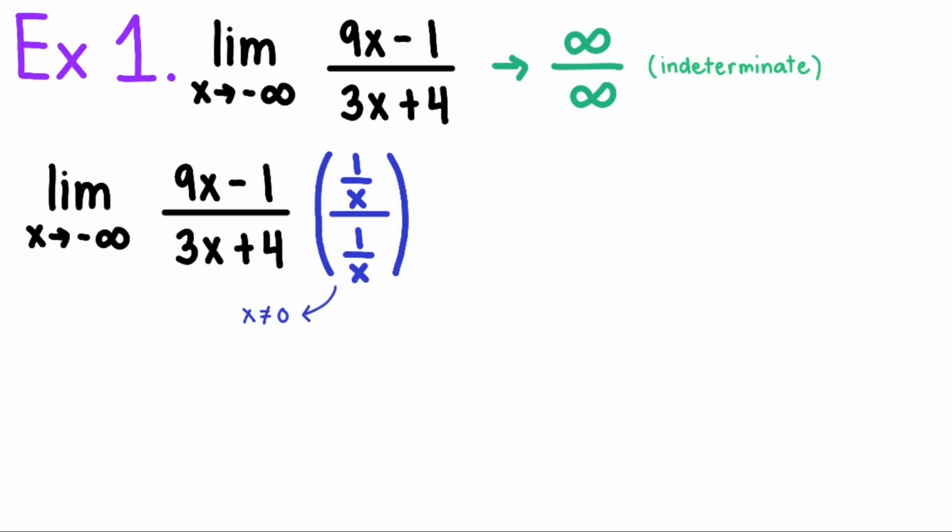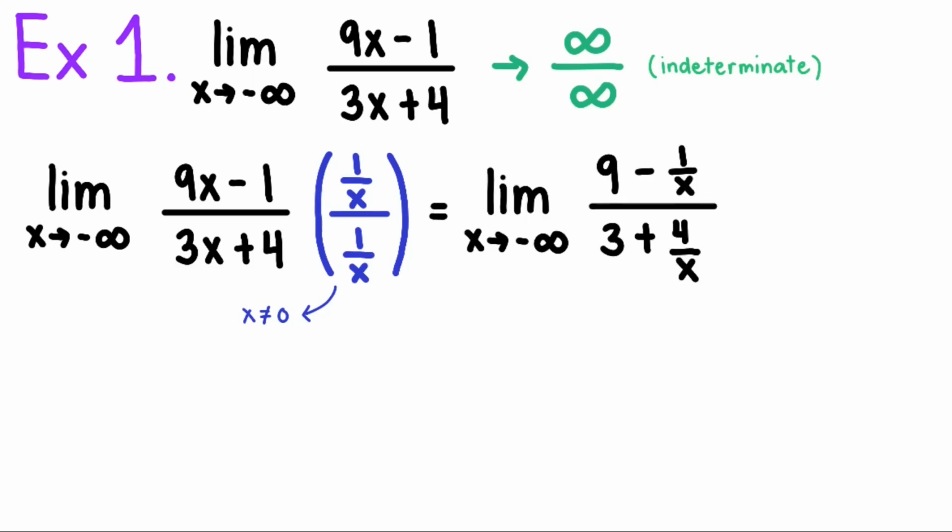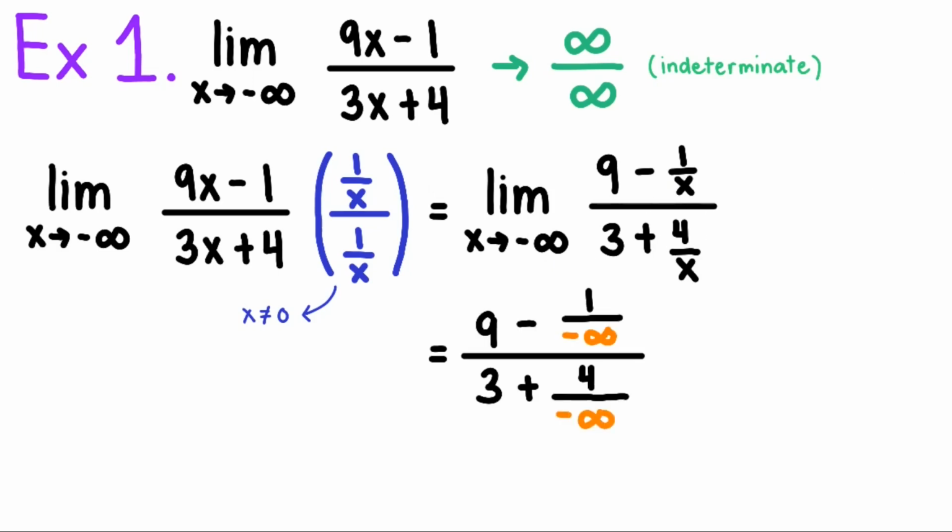There. So by doing that, the function becomes 9 minus 1 over x over 3 plus 4 over x. And observe what happens here when we plug in negative infinity in this function. We'll have 9 minus 1 over negative infinity all over 3 plus 4 over negative infinity. As we know, when the limit approaches constant over infinity, the outcome is just 0. Therefore, the limit for this one simplifies to 9 over 3, or when simplified is equal to 3. This out here is the final answer.